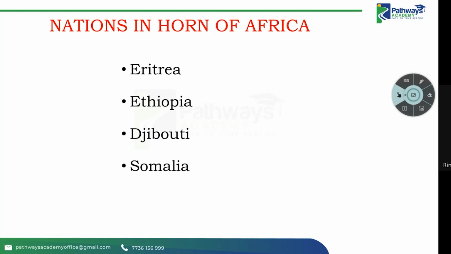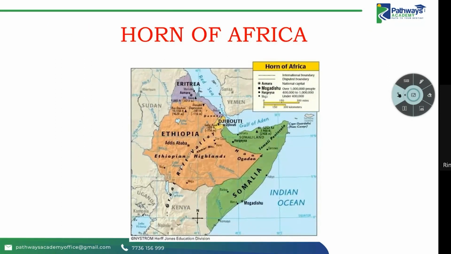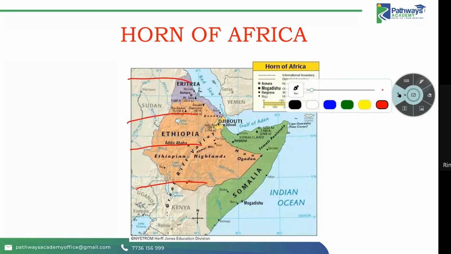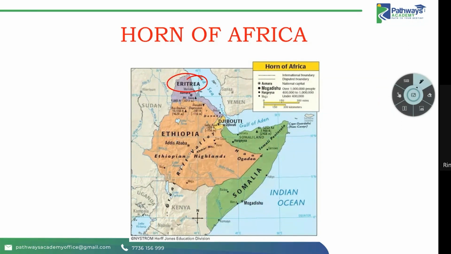The nations present in the Horn of Africa are Eritrea, Ethiopia, Djibouti, and Somalia. You can see here Eritrea, Ethiopia, Djibouti, and Somalia. This part is known as the Horn of Africa.